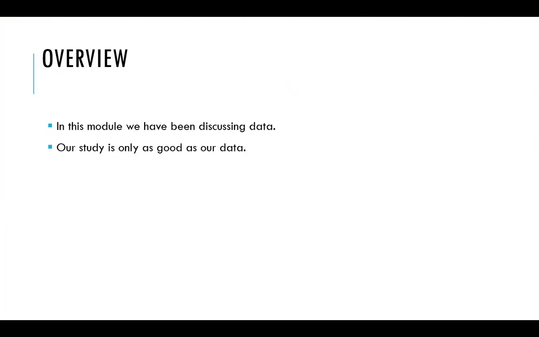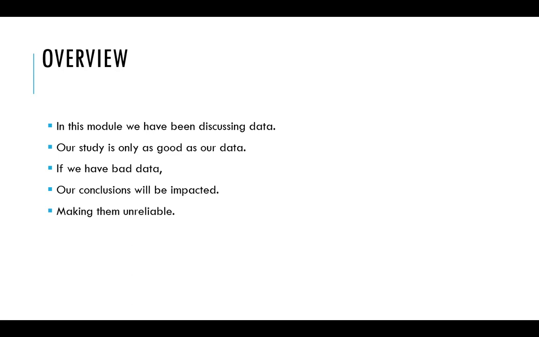My goal here is to give you a quick introduction to the idea of selection bias. Now, in this module, we've been discussing data, and our study is only as good as our data. If we have bad data, then our conclusions are going to be impacted, plain and simple. So that's going to make our conclusions unreliable. Somebody's going to simply say this is a bad study, and they're going to point to the data problems at hand. One important issue is selection bias, and this is going to come up in our class in more than one place, but highly relevant here.